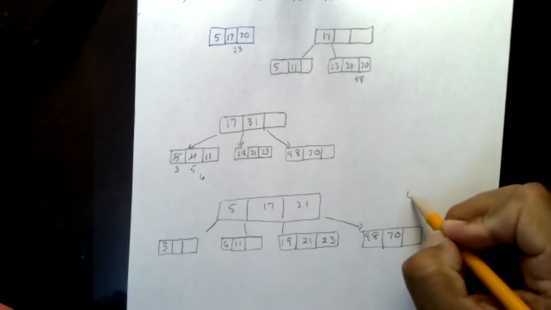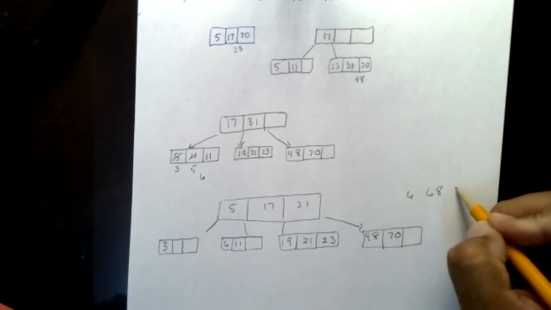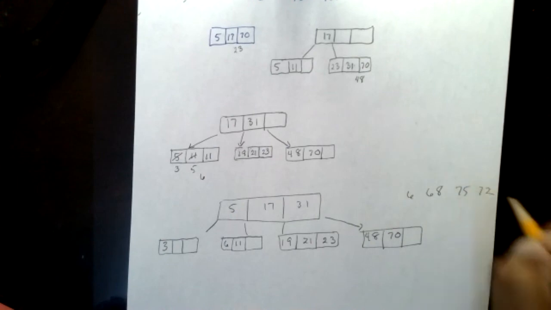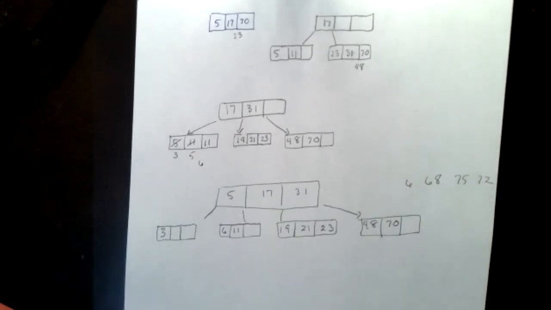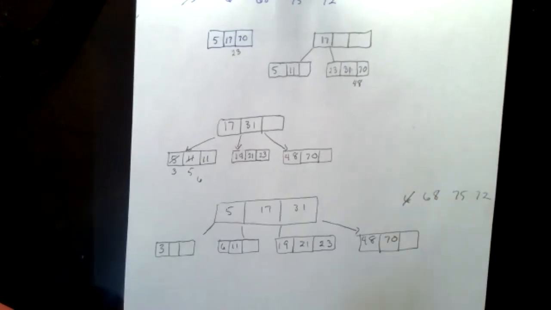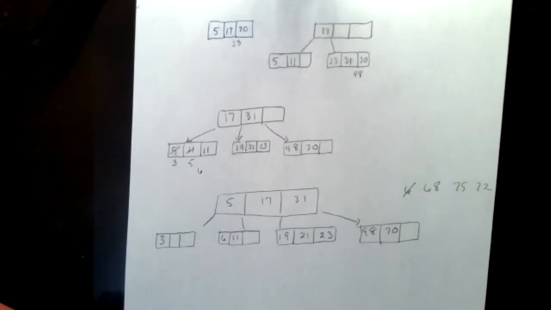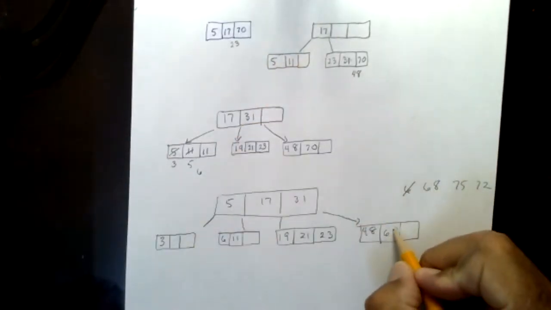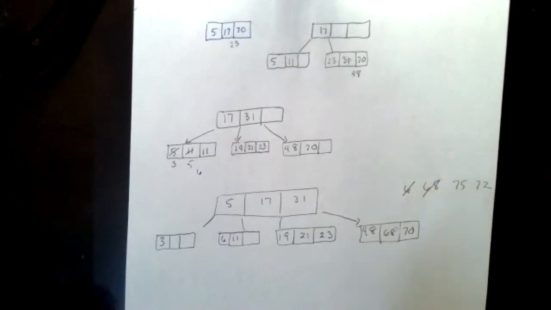The numbers I have left are 6, 68, 75, and 72. Wait, I just put 6 in. 68. 68's not so bad, right? It's going to be greater than 31. It's going to go to here. It's going to go in this puppy right here and make him a 68. And it's going to move 70 over.